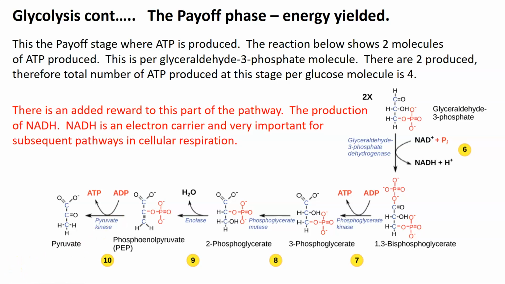Okay. So the first bit was the energy investment phase. Okay. The second half of the pathway is really the energy payoff phase. Okay. As you can see here, we are now generating ATP. Okay. So before we needed to put 2 molecules of ATP in. So for every molecule of glucose, we had to input 2 ATP molecules. And now for every glyceraldehyde 3-phosphate molecule, we're producing 2 molecules of ATP. But remember, we get 2 of those. Okay, so rather than producing 2, we're producing 4. So we put 2 in and we get 4 out. Hence, why we get a net production of 2 ATP molecules.